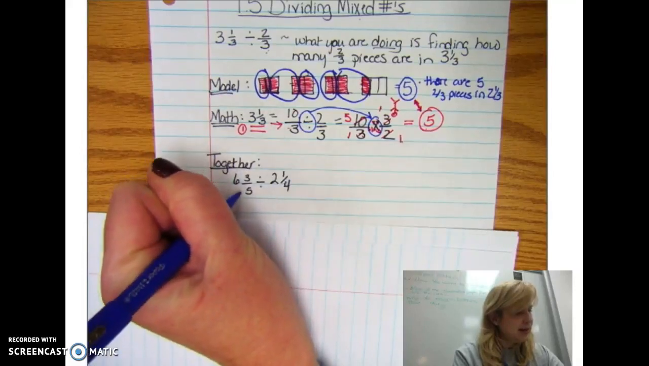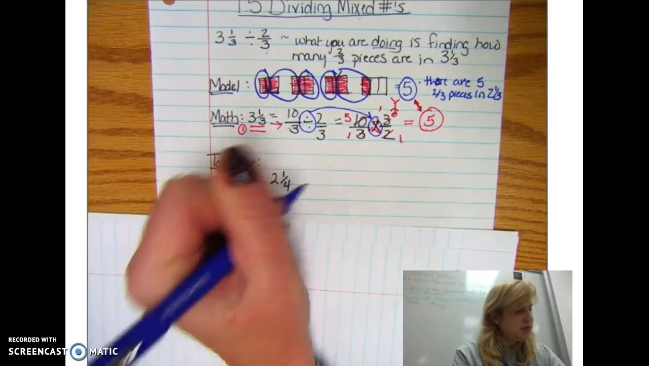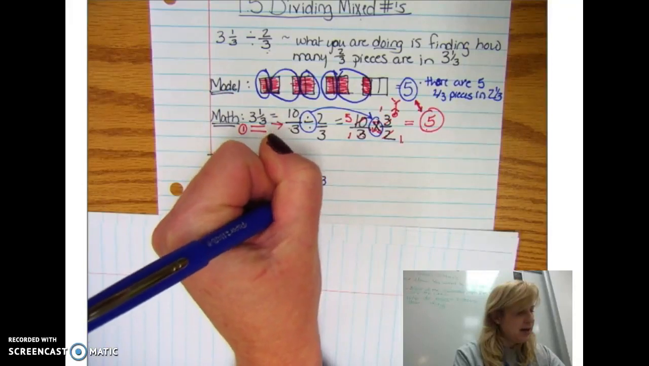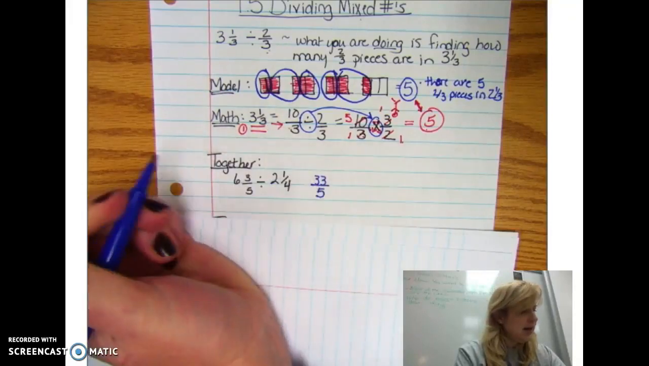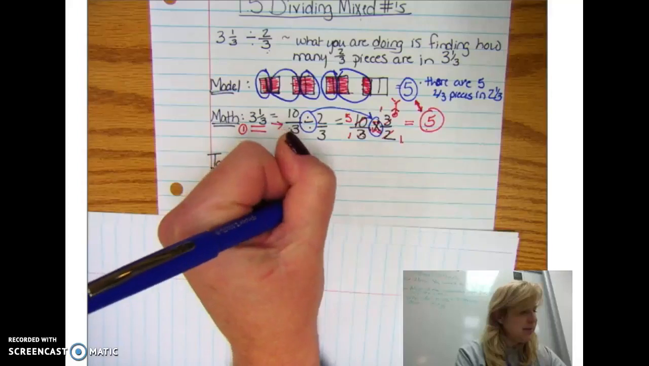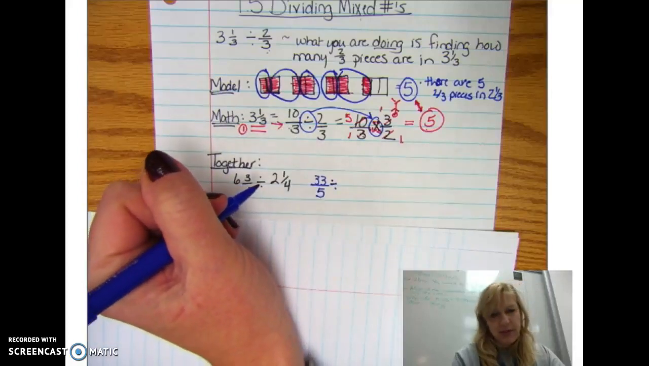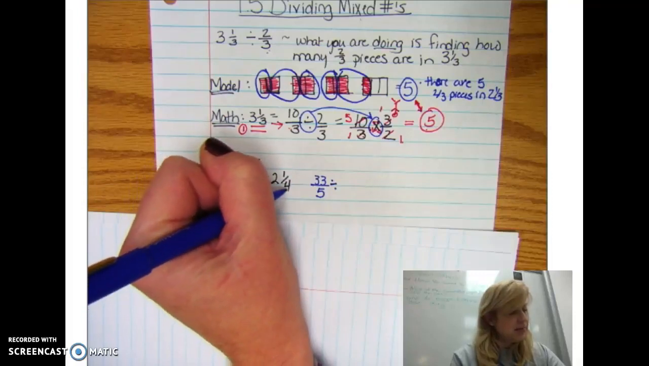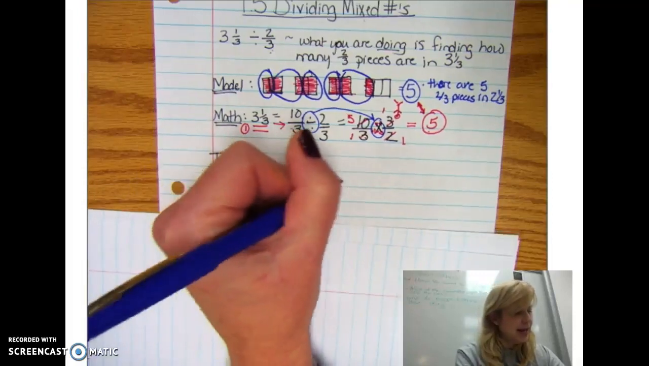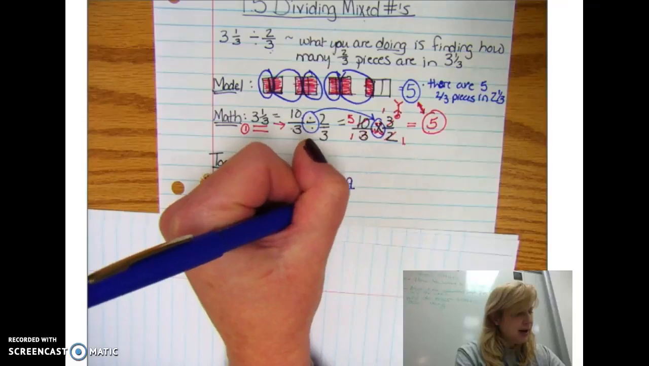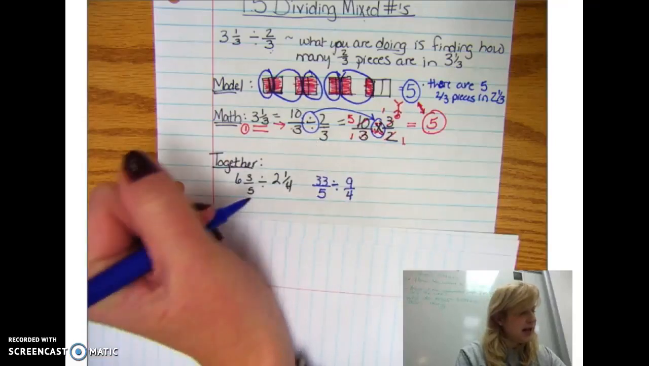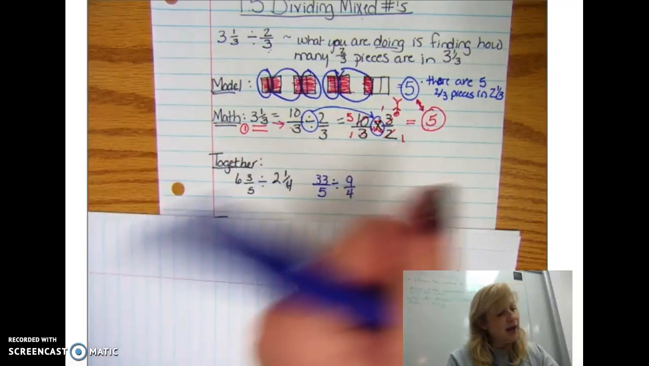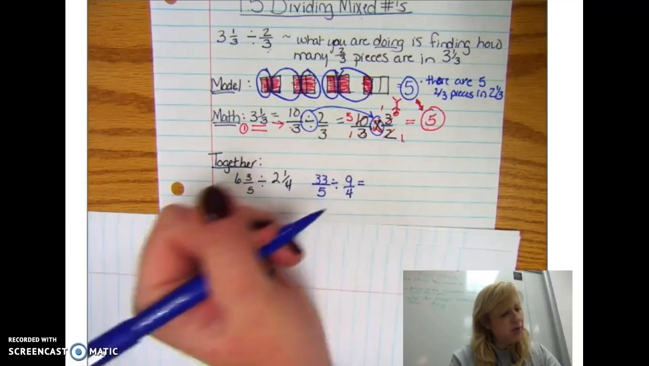So 6 3/5 will be 33/5. And then I'm going to keep the divided by sign because we're not going to do 2 steps at once. That's how we get an inaccurate answer. We have 2 times 4 is 8 plus 1 is 9. And 9/4. So now I need to take it one more step.